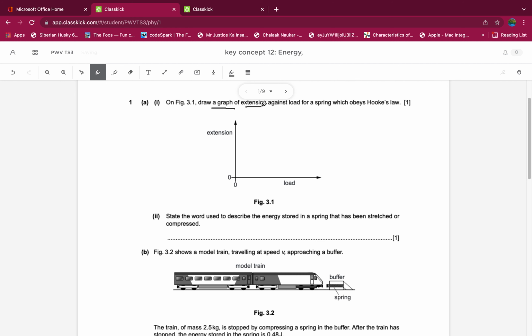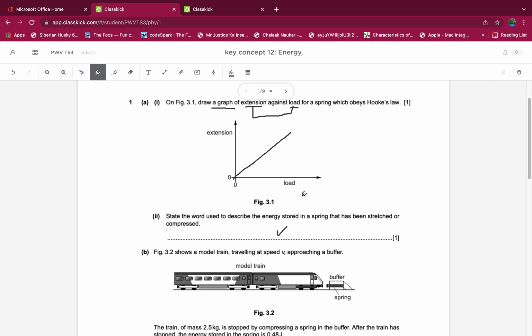Of extension against the load. These two words are very important. We must have a concept of what is meant by the load and what is meant by the extension. According to Hooke's law, these two quantities, extension and load, are directly proportional to each other. More load, more extension in the spring. Whenever you apply a load, its length will increase. This is called extension. And if you draw the graph line, it will be a straight line that passes through the origin. That is the first part.